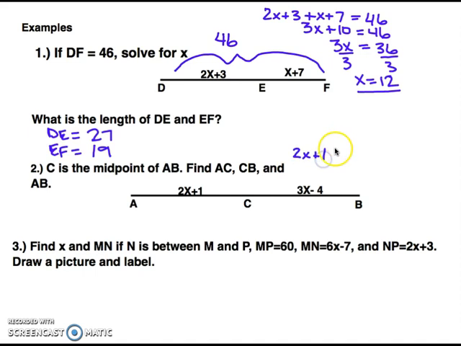2x plus 1 equals 3x minus 4. And when you do that, we're going to, again, solve for x. So go ahead and try that.